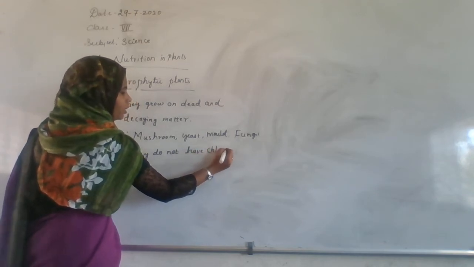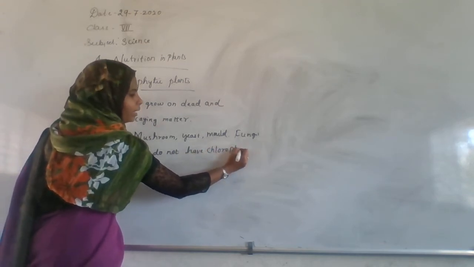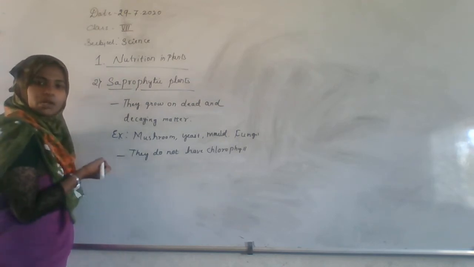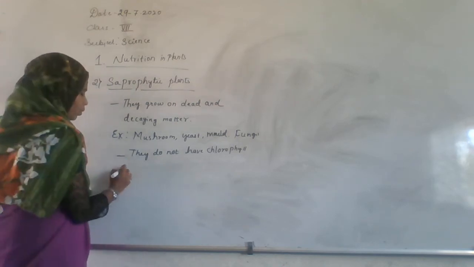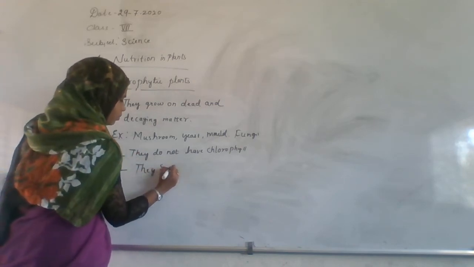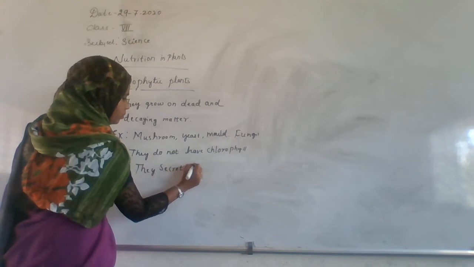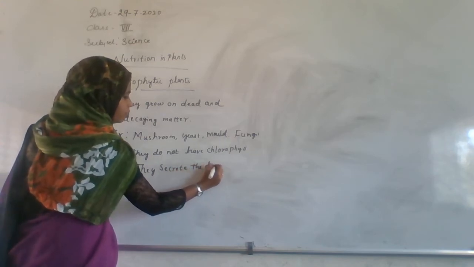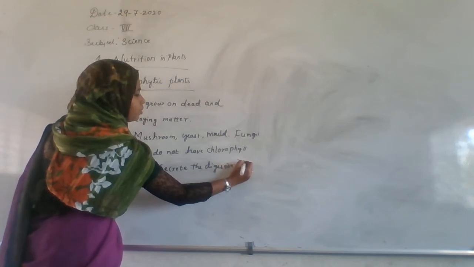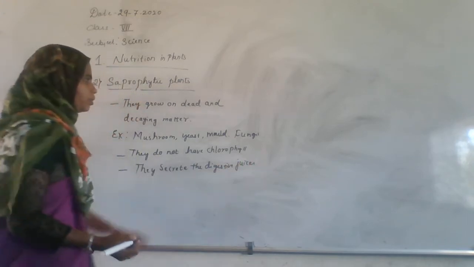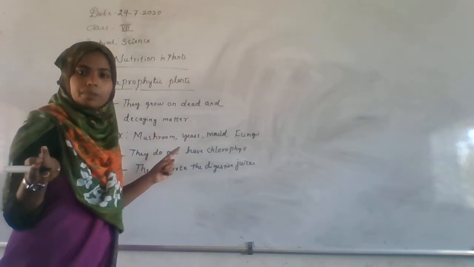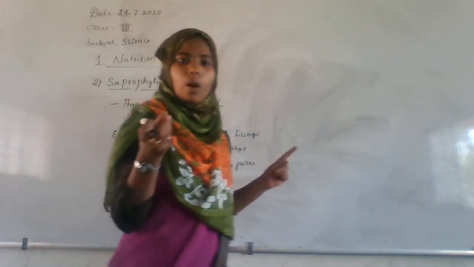And I said, if chlorophyll is not there, then that means what? Photosynthesis is not happening. That means they cannot prepare their own food. So here what they do, they secrete the digestive juices on dead and decaying matter or any objects like bread or molds.